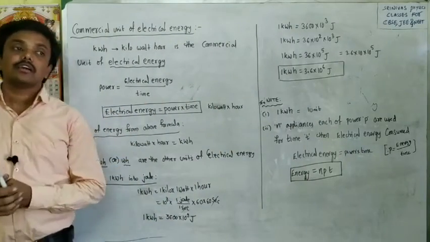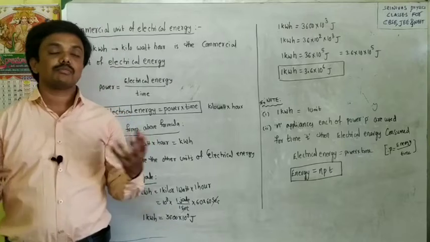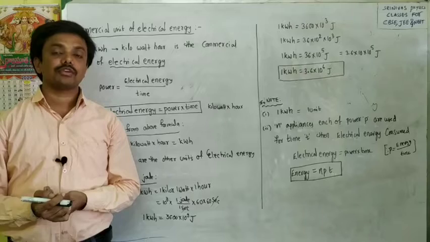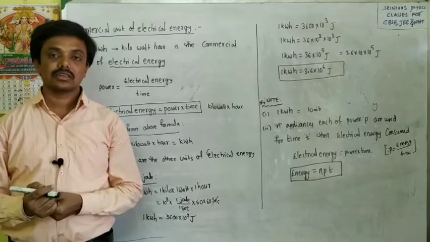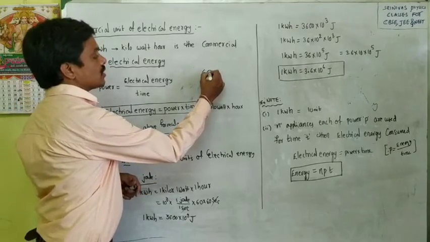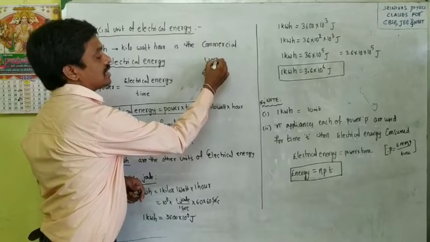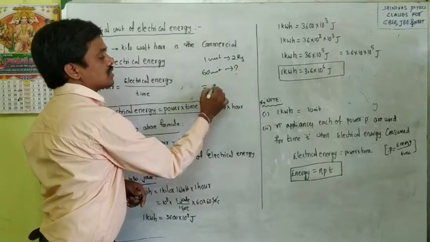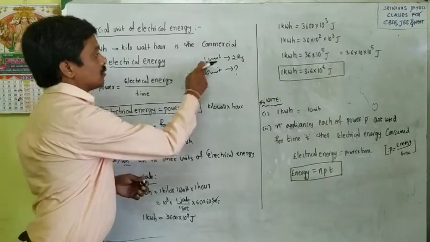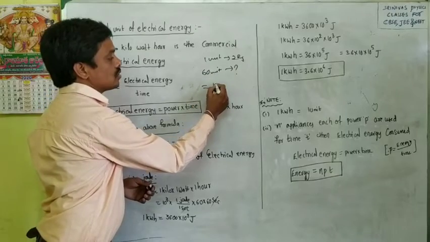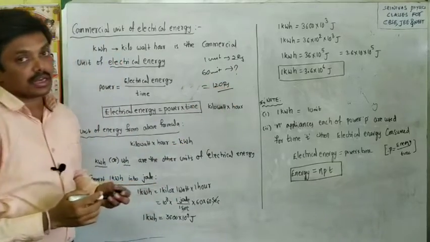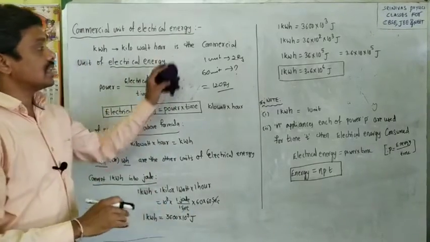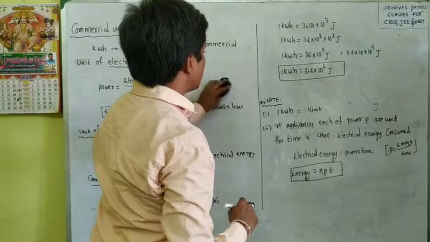For example, the government decides that for every unit the charge is 2 rupees. Then, if in 1 month you use 60 units, for every unit they will take 2 rupees. 60 units means how many rupees of bill do you have to pay in the month? At 2 rupees per unit, 60 into 2, you have to pay 120 rupees. Like this they will calculate the electric bill, based on the number of units. How will you find out the number of units?